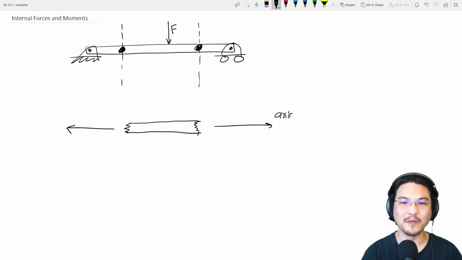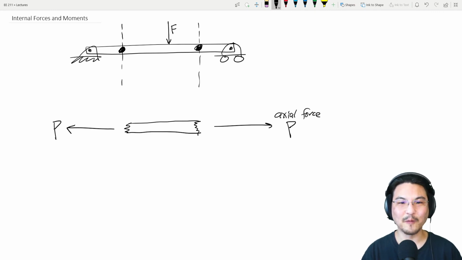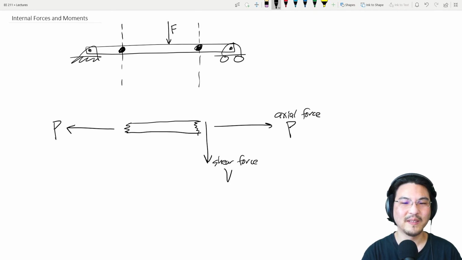This is the axial force, and we'll label it letter P, and we'll decide that tension is positive. For the force normal to the axis of the beam, we could call this way positive or this way positive. As a society, let's call this way positive, and this is called the shear force, letter V, and this way is positive, shear force V.